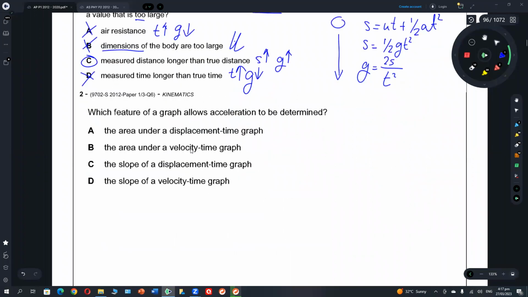Which feature of a graph allows acceleration to be determined? Which feature of a graph allows acceleration to be determined? Now, the A. How A? Not A, the D one, the gradient. Good, fine. That's what I was saying, how it can be wrong. Yes, very good. It's a direct memory question. If I draw a graph of velocity against time, gradient will be velocity upon time, and it is acceleration.